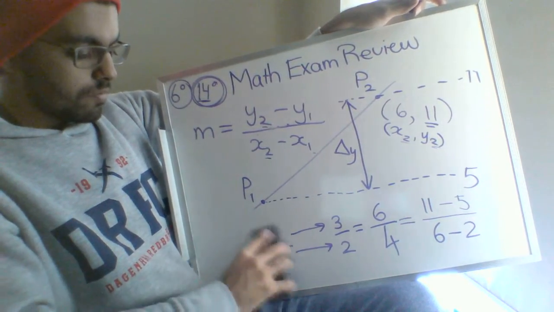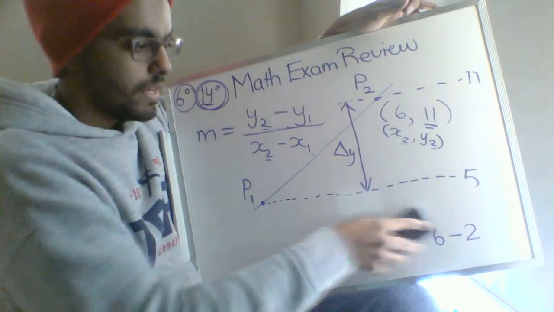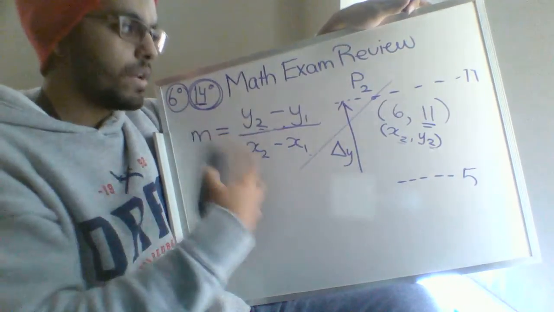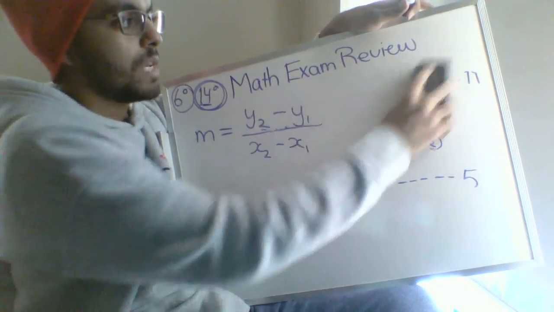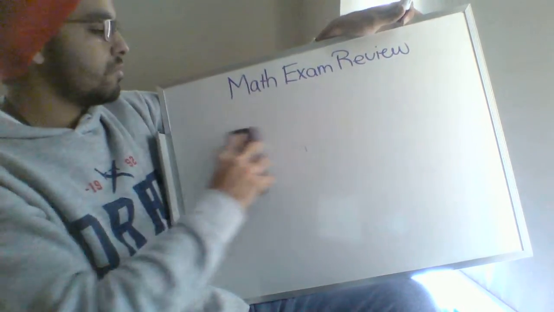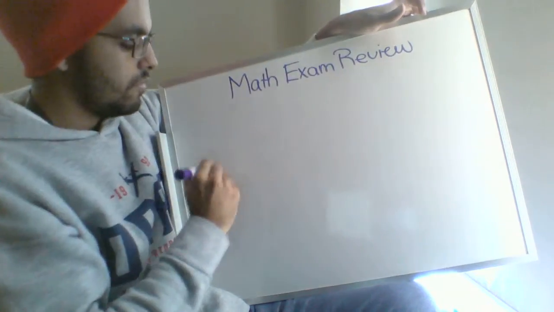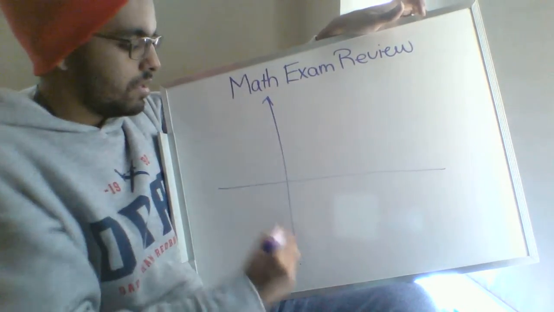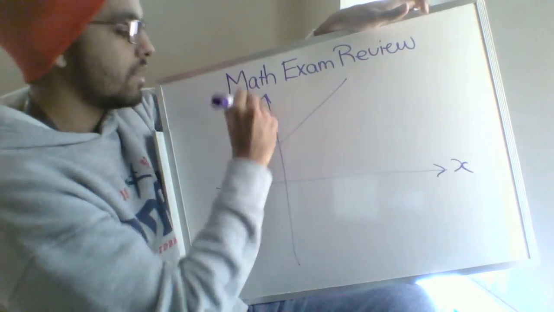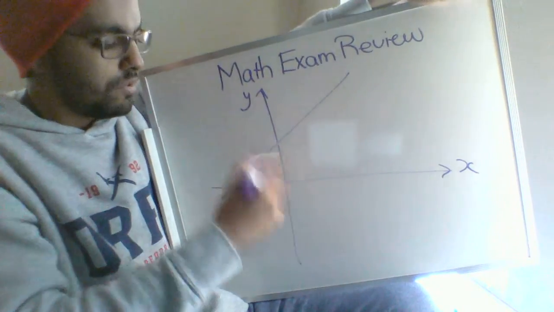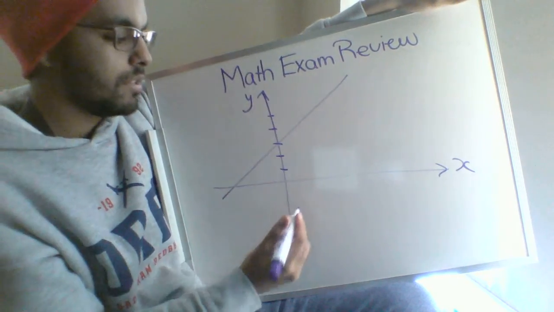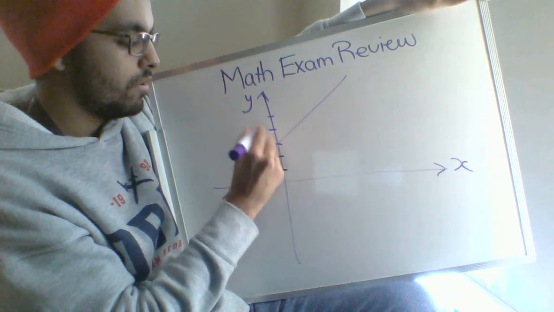Now for the y-intercept, so we've got the slope now if you were given a graph, so now we'll do the y-intercept if you were given a graph. If you're given a graph, something like this, you've got your positive x-axis over there, positive y up there, and you've got like 1, 2, 3, 4, 5, and 1, 2, 3, 4, 5.